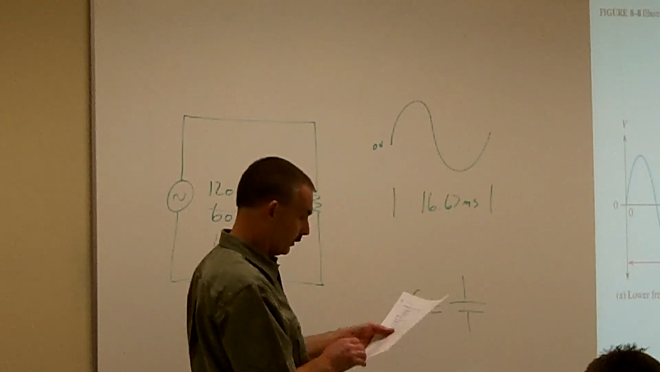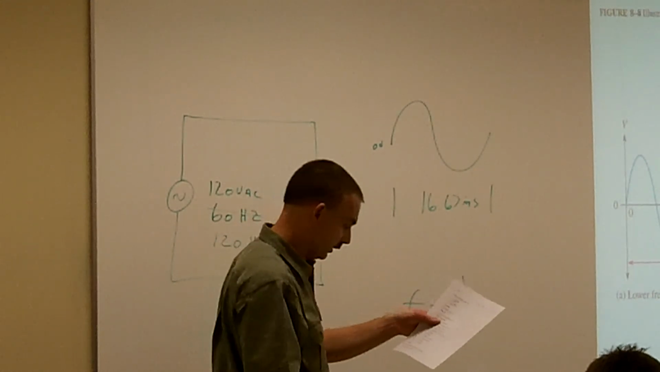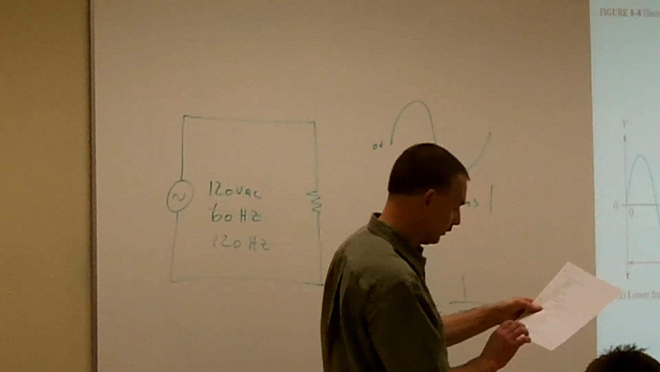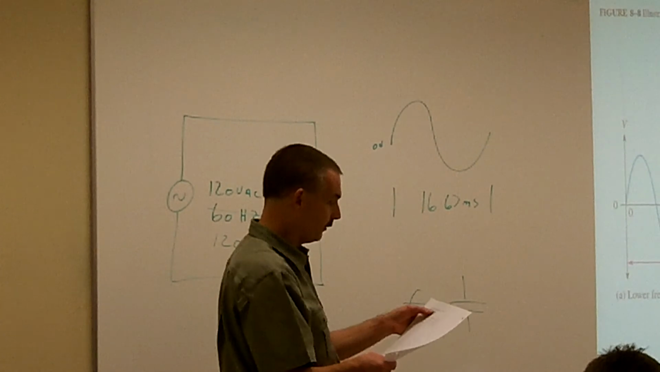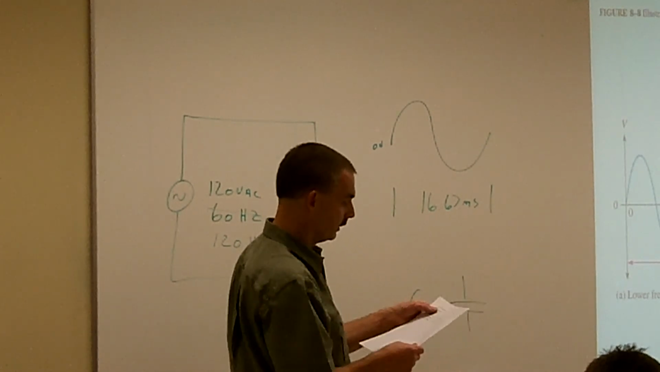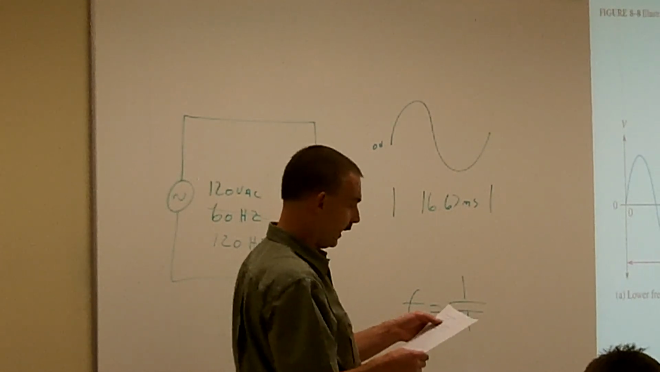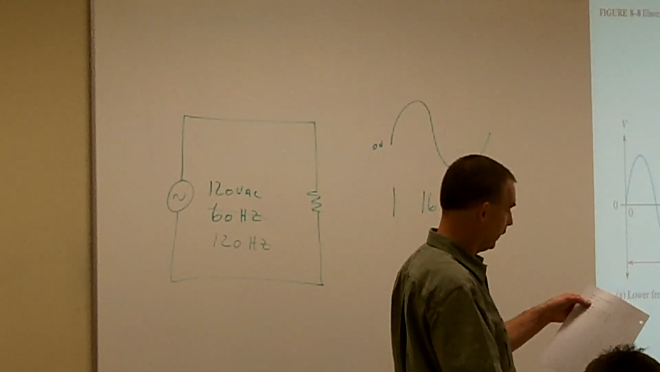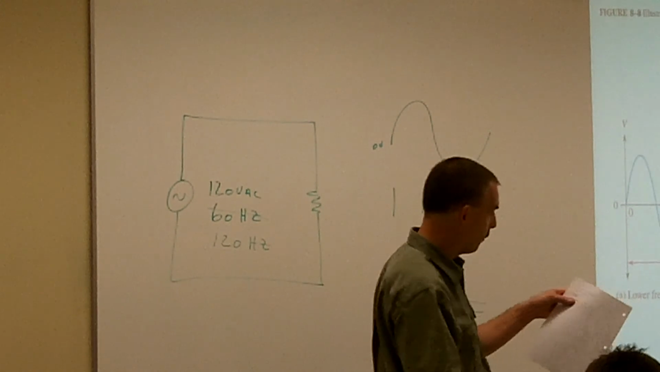And I put up all those little reminders. Cycle: one complete waveform before it repeats itself. Period: time for one complete cycle. Frequency: number of cycles in 1 second. And then I give you some of the formulas. Period is equal to 1 over the frequency, and then frequency is equal to 1 over the time.